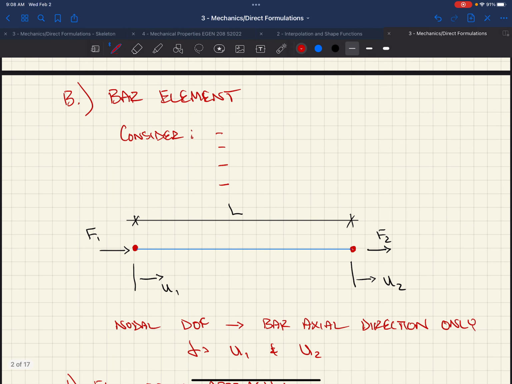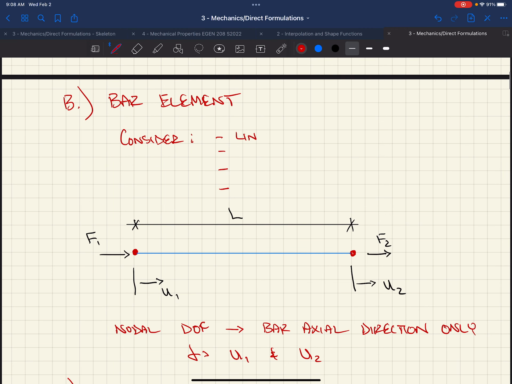So we're going to look at a bar element. As I mentioned, we're going to consider linear elastic. That's our constitutive assumption. Our stress and strain vary linearly. We're going to have some sort of length L, some sort of modulus E, which is going to be constant, and some area A, also constant.